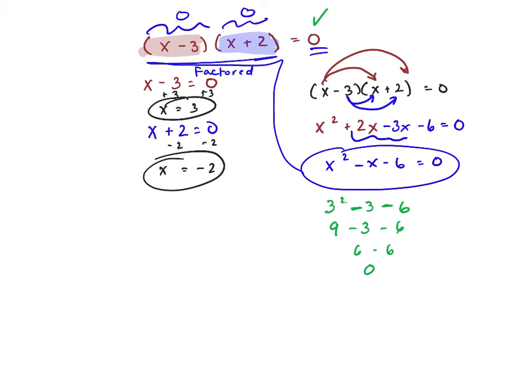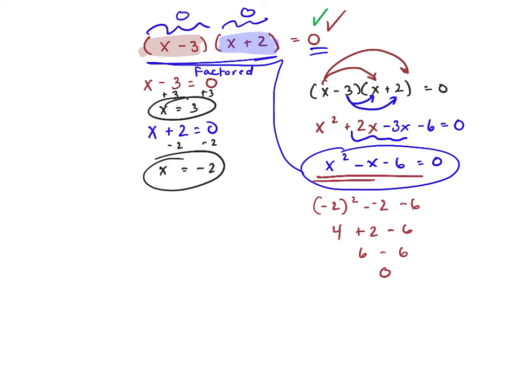Now I could do the same thing with negative 2. If I take negative 2 and substitute it in for x, I'd have the following: negative 2 squared minus negative 2 minus 6. Negative 2 squared is 4. Negative 2 is plus 2 minus 6. 6 minus 6 gives me 0. Again, it checks.